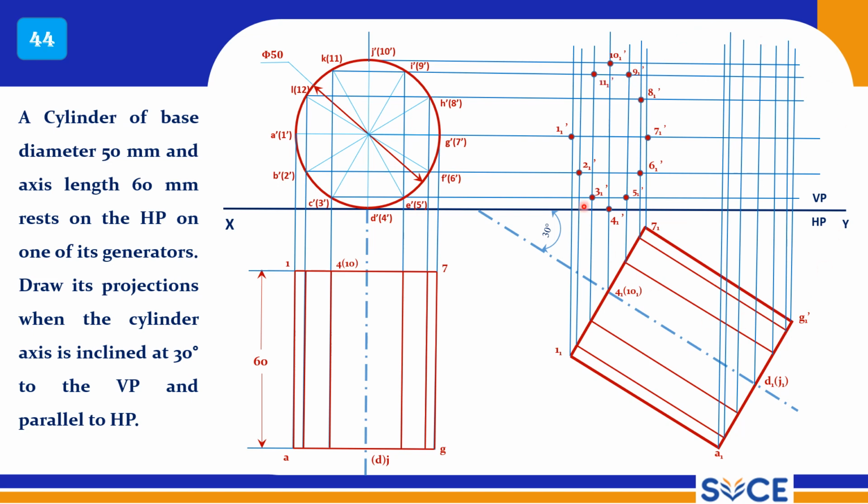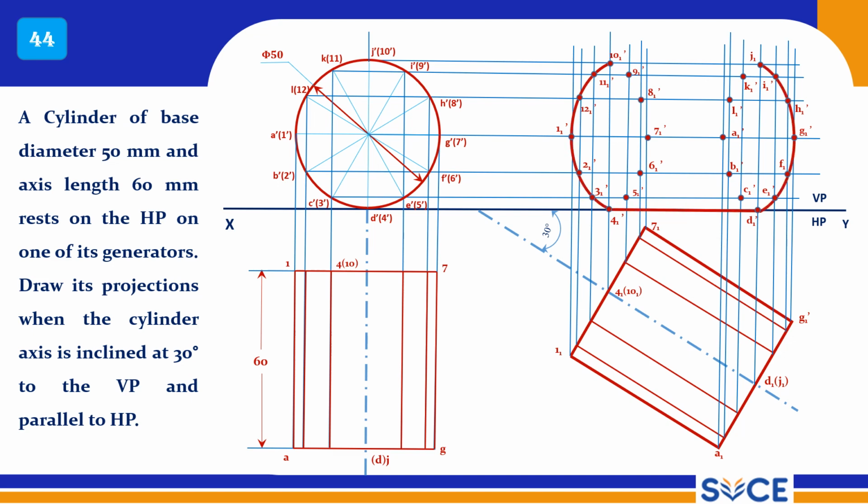So outermost points I have connected with a thick line, and now 10 to 7 and 7 to 4, these are invisible points. You connect with the dotted curve, right? Dotted curve here, and these are visible points. You connect with the thick curve, right? Thick curve. So now you can draw the generators also, right? You can complete the problem. So this is the final front view of this cylinder.